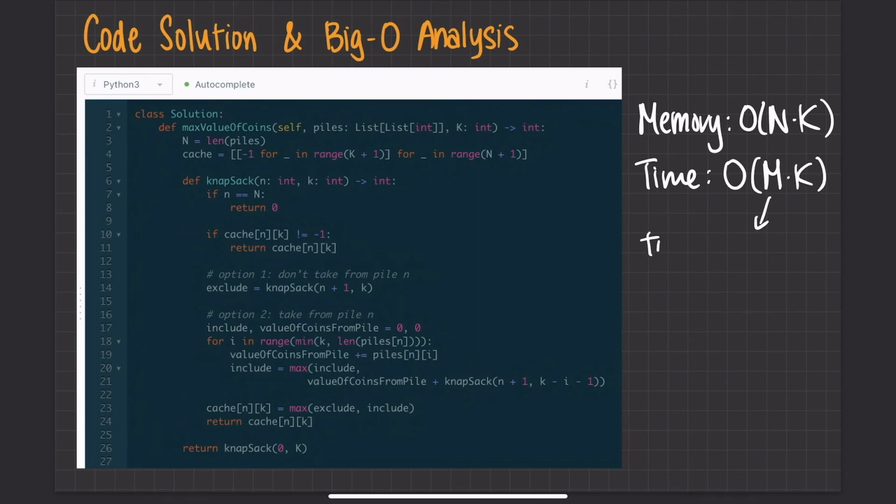in our piles. So in other words, the aggregate sum of all lengths of subarrays within our two-dimensional array piles. Why is that? Well, for every single knapsack state, we need to consider taking all possible coins from the piles. And since we have to do this for every single k that we're given, for every single coin in the pile, therefore we have m times k for the time.